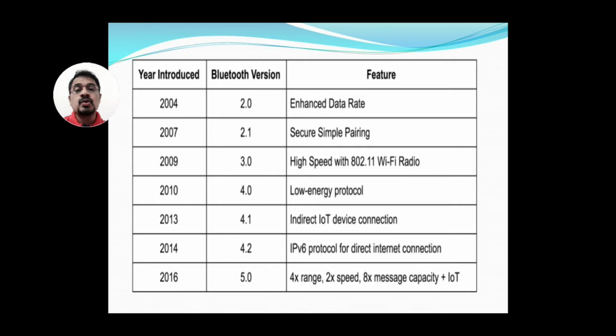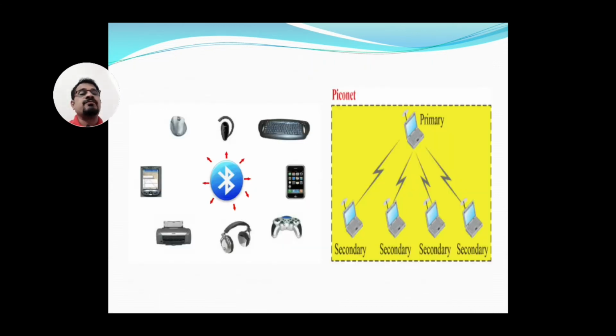You can even embed it into sensors, and those devices could directly connect to the internet from 2014. In 2016 Bluetooth version 5 was introduced, which greatly supports IoT, Industry 4.0 and cyber physical systems. That was 4x the range, 2x the speed. You can select your own capacity, whatever data rate you want to use, and set your Bluetooth devices accordingly. This is the evolution of Bluetooth.